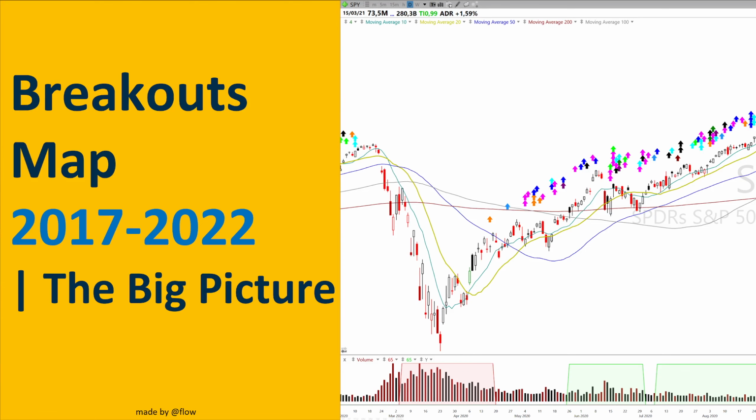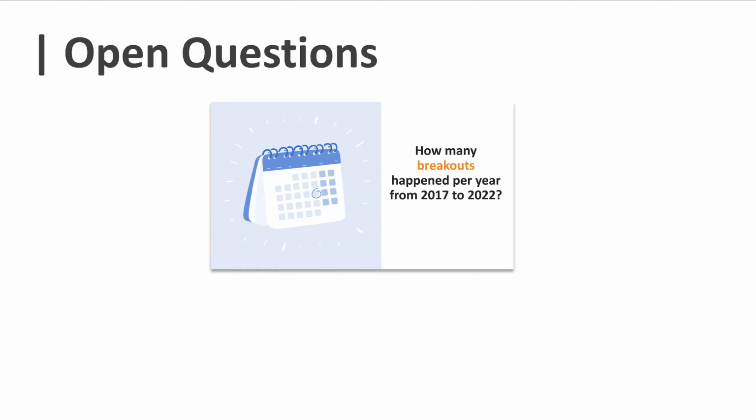Hi guys, in this video I would like to share a breakouts map which was built based on historical data from 2017 to 2022. A small segment is represented on the screen, and later in the video I'll share more details on how it was built, but also more importantly what were the key learning points that I could collect while doing this mapping exercise.